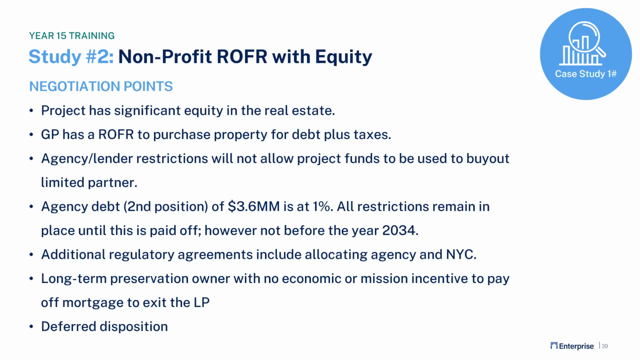Now, when I go through the economics, I'll point out how a buyout option was available, but it would not make economic sense to this partnership if they had the right of first refusal. Why would you exercise a buyout option if you can buy the property for debt? There are a lot of regulatory agreements involved in this deal, so it's part of the reason why it took so long. And even though part of the entity was a for-profit, they were a long-term preservation owner. They have no economic desires outside of providing mission to the partnership. They want to provide affordable housing to their tenants going forward.